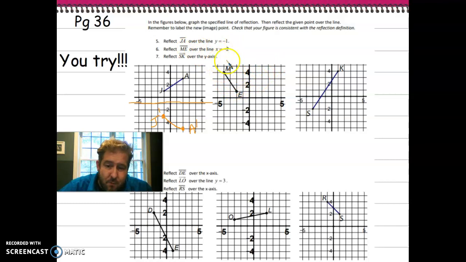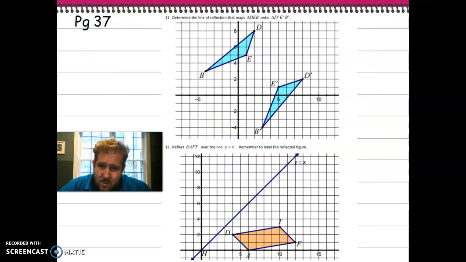So this one is reflected over x equals -2, which is this line. Now, clearly, E is already on the line. 1, 2, 1, 2, and there you go. That's M prime, and this is now E prime. Okay, so we've got examples of each one of those.